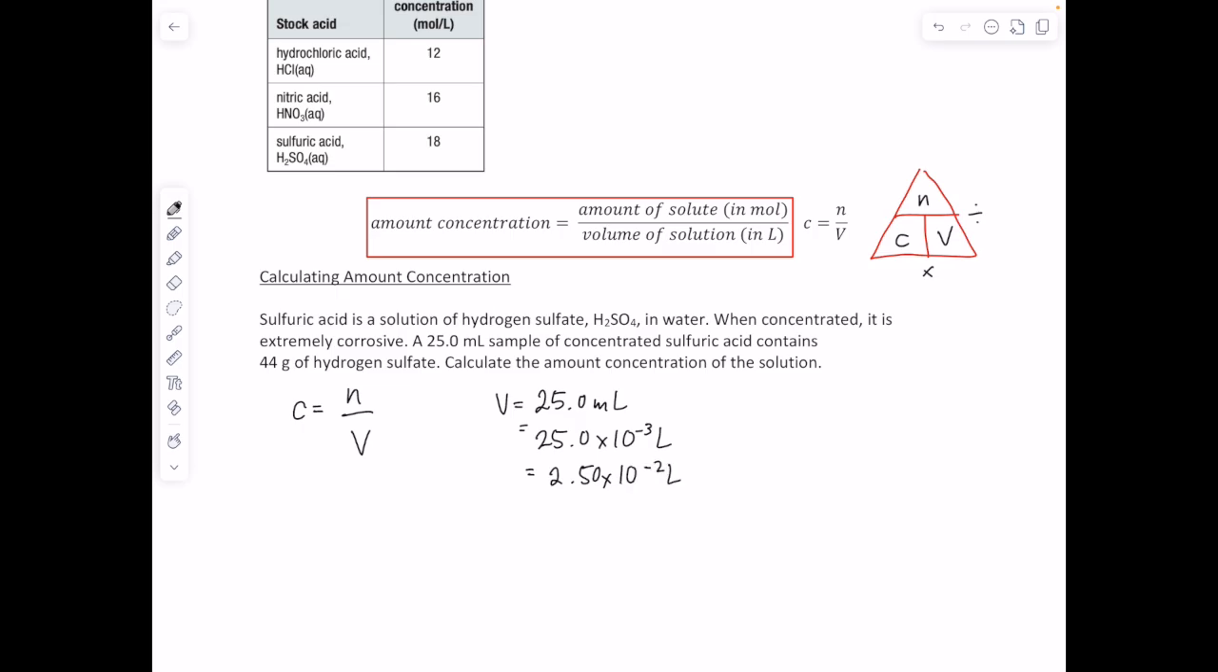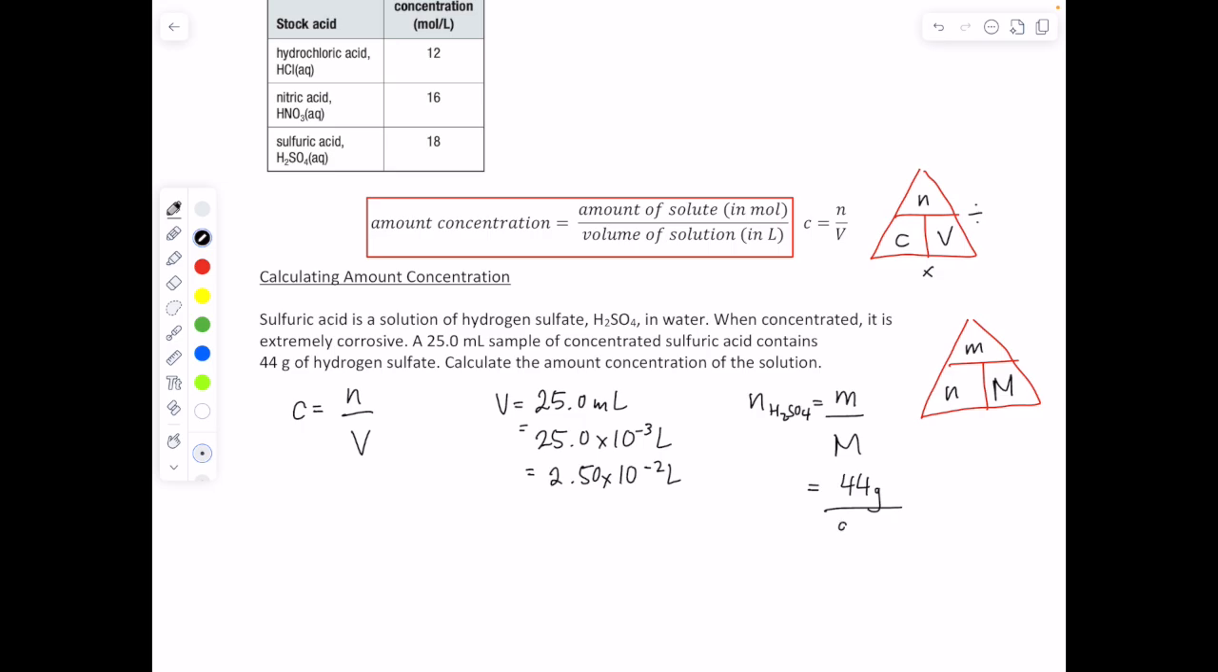Now we need to find the number of moles of H2SO4. We can find that using our equation for amount. The number of moles is equal to mass divided by molar mass. So we need the mass of H2SO4 divided by the molar mass of H2SO4. In the question, they tell us there are 44 grams, and for the molar mass of H2SO4, if you use your periodic table to find the molar mass of each of the elements in the chemical formula, we end up with 98.08 grams per mole.